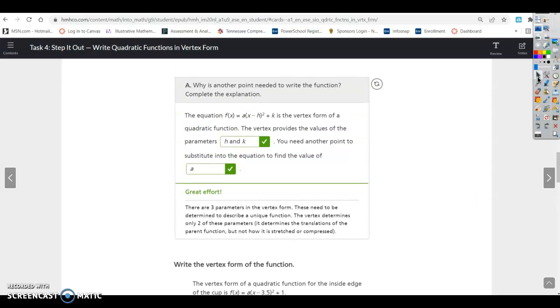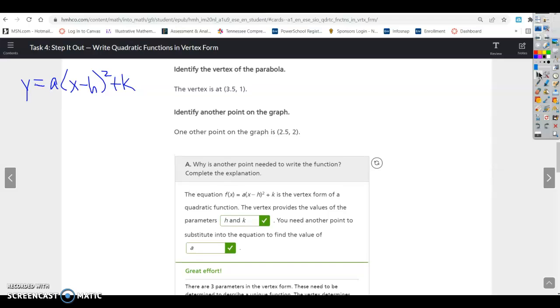All right, so you can see f of x is function notation. I'm just going to use y for now, but y equals a times x minus h quantity squared plus k. And we already saw that our vertex was given. Our vertex is 3.5 and 1. So our h and k, that is 3.5 and 1.